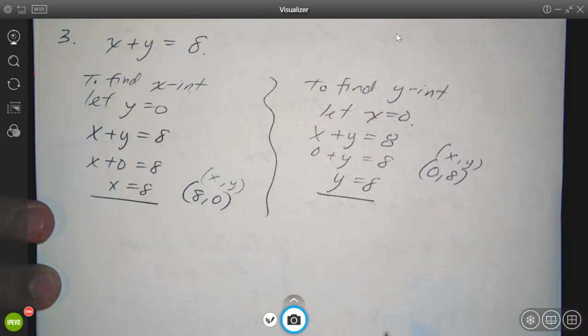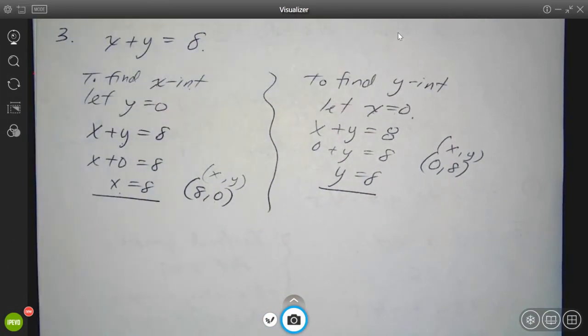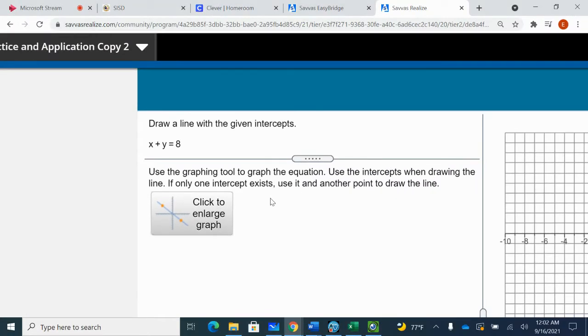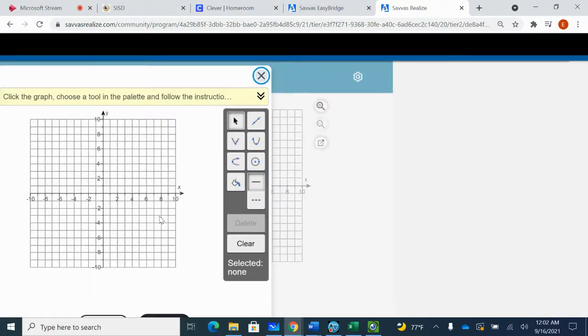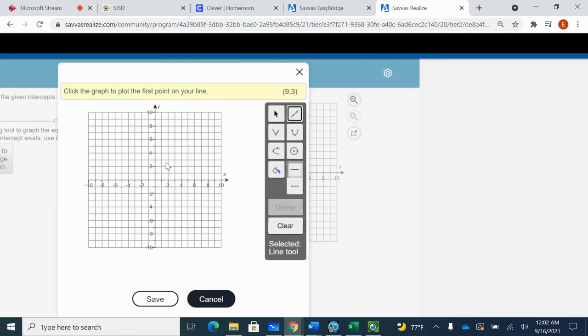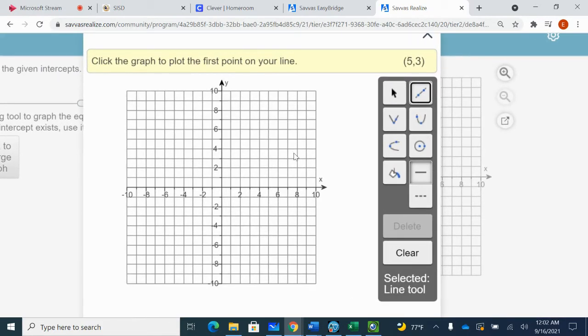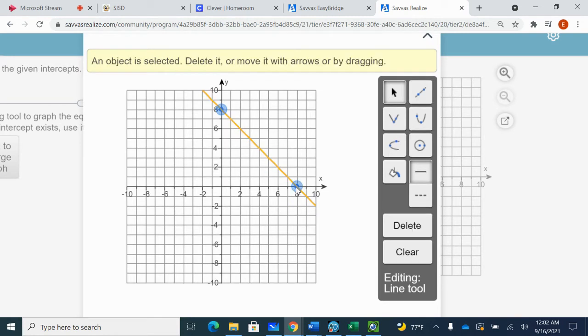And there it is. X-intercept is 8. Y-intercept is 8. You have everything you need to graph. So we can go to our graph. We use our line tool. My y-intercept, again, we have the point here where it tells us. So my y-intercept was 0, 8, which is that point. My x-intercept was 8, 0. Bada bing, bada boom, there it is.